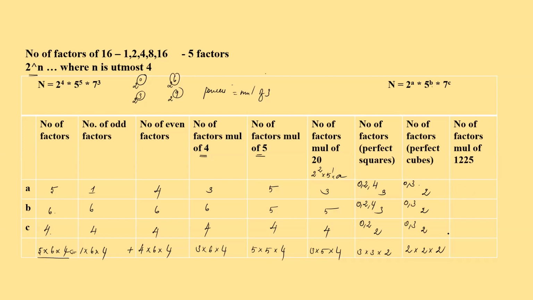Now, 30 seconds for you. Please figure out the number of factors which are multiples of 1225. Now, understand what is 1225 and then go ahead.